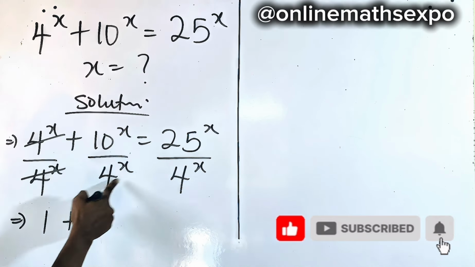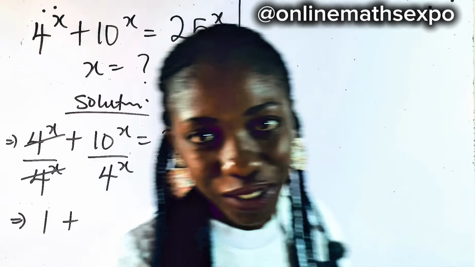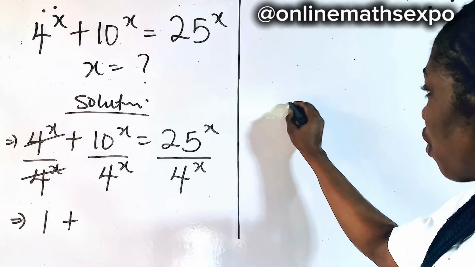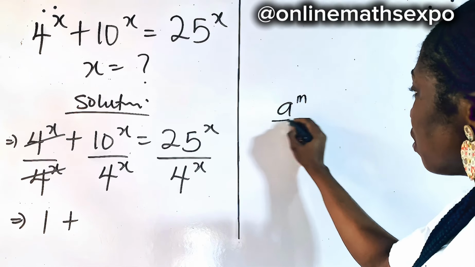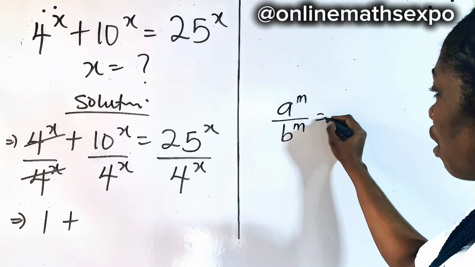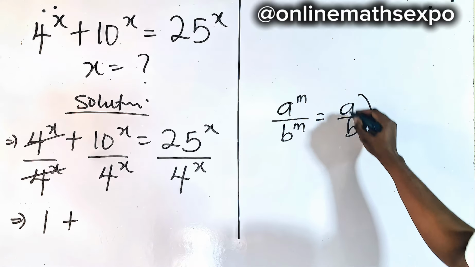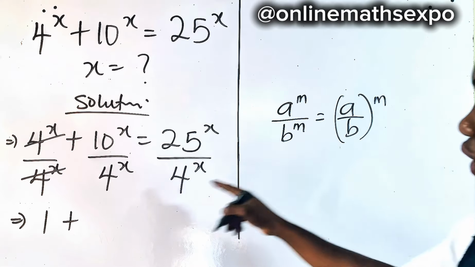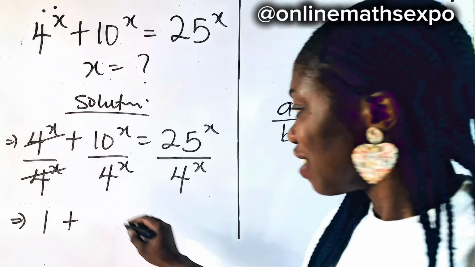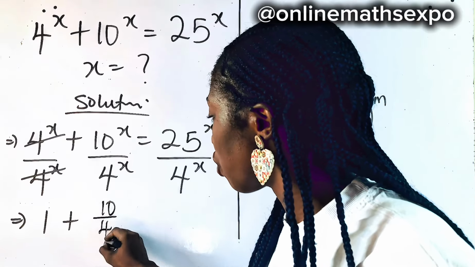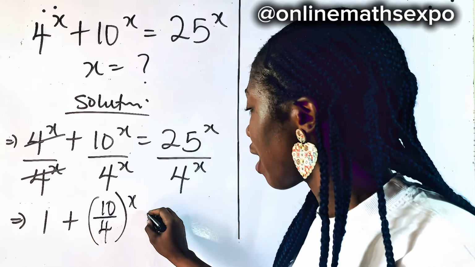Now, how do you intend to divide this? Don't worry, just remember this rule: for every a to the power of m divided by b to the power of m, it is a over b raised to the power of m. So with this, you can apply it here. It's going to give us 10 on 4 raised to power x.